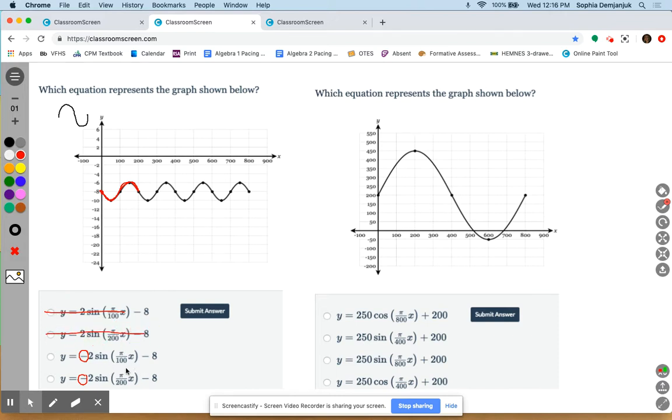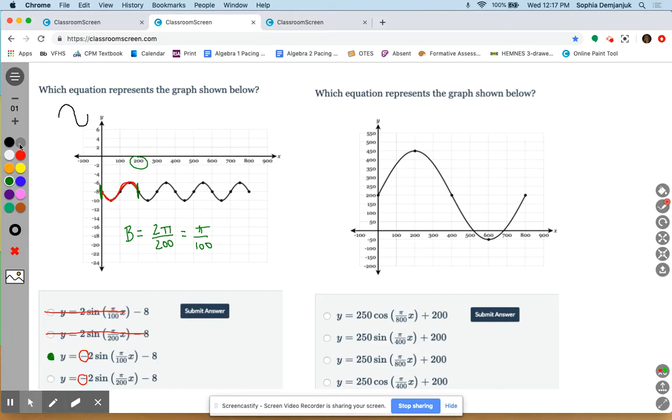And then I need to determine my B because that's the only difference between these final two examples. I know that B is 2 pi divided by the period. And my period to get the cycle went from 0 to 200. So 2 pi divided by 200, divide top and bottom by 2, we get pi over 100. So I can see that this third option is my final answer.